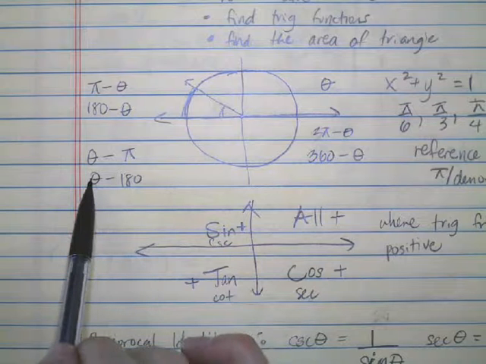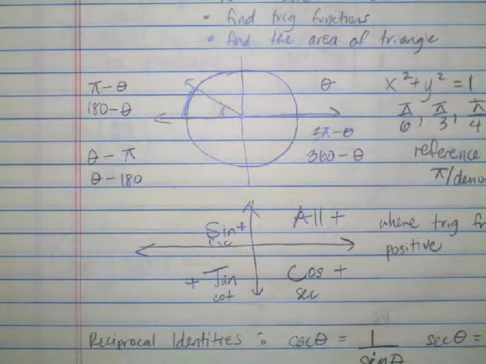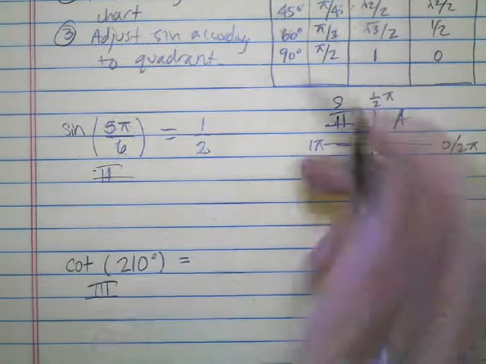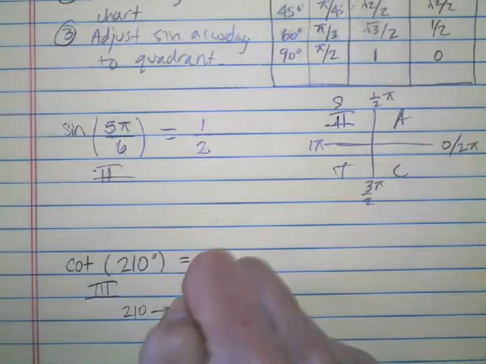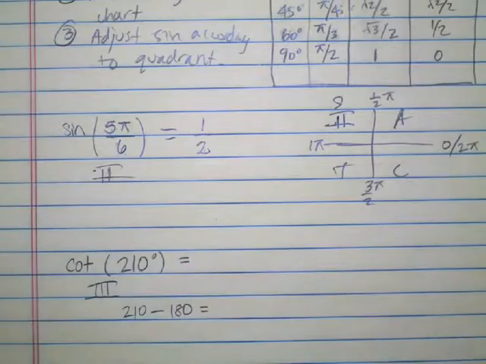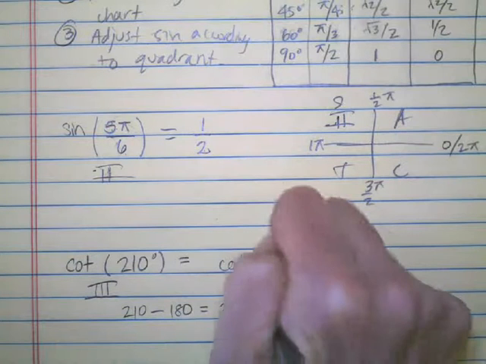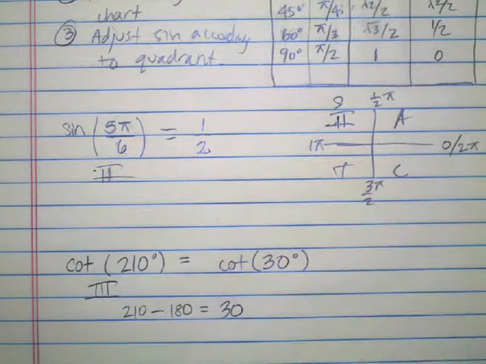So we have to do the angle minus 180 to find the reference angle. Why? Because then we only have to use a small chart. So we say 210 minus 180, and what does that give us? 30. So now we're looking for cotangent of 30 degrees.